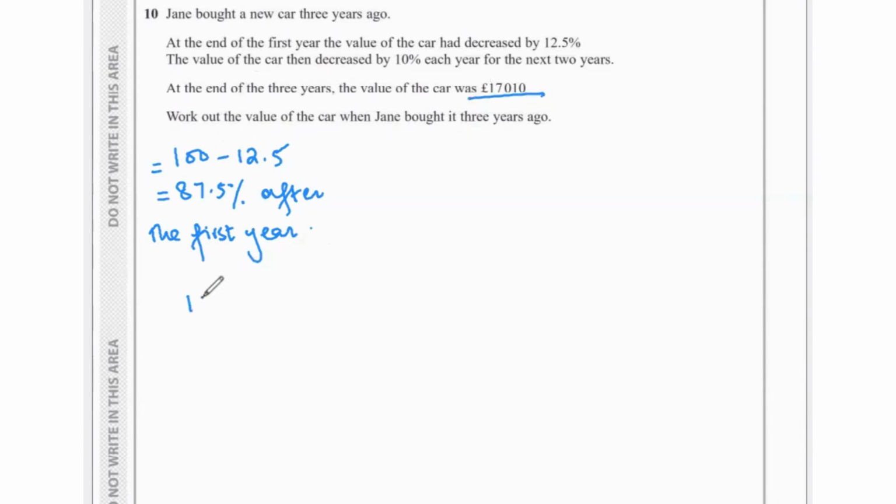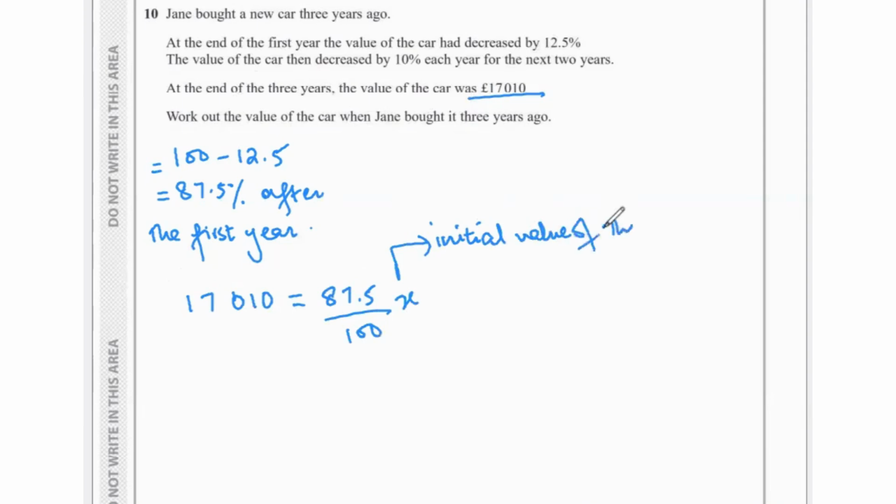So 17,010 equals 87.5% of X, X being the initial value of the car, times (1 minus 10 over 100) to the power 2.